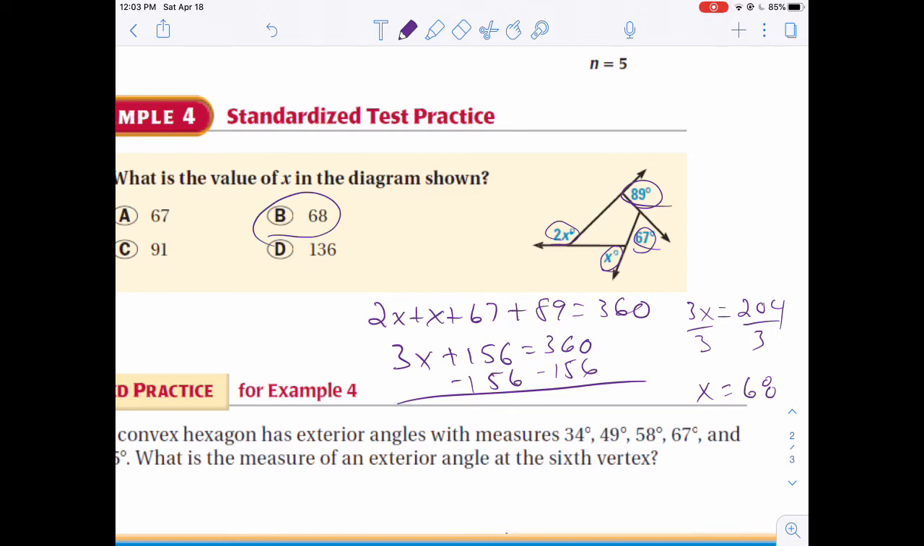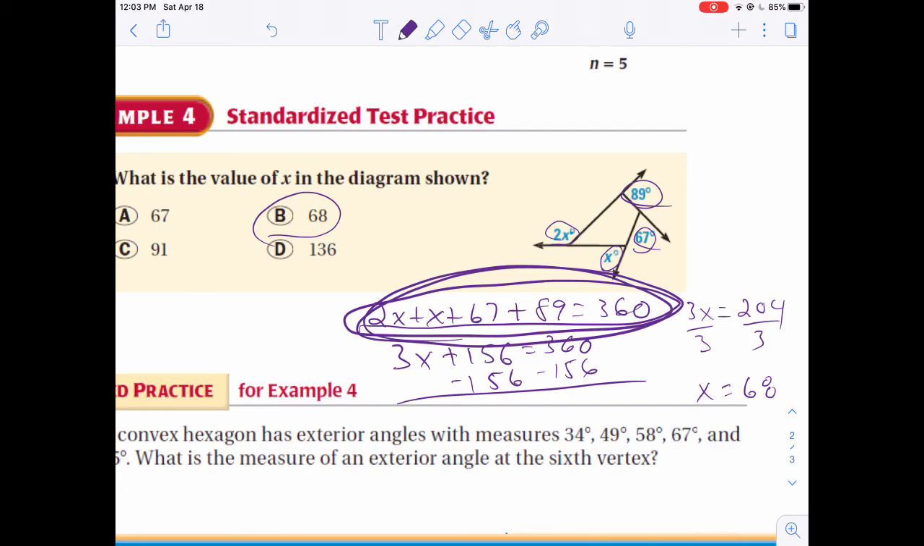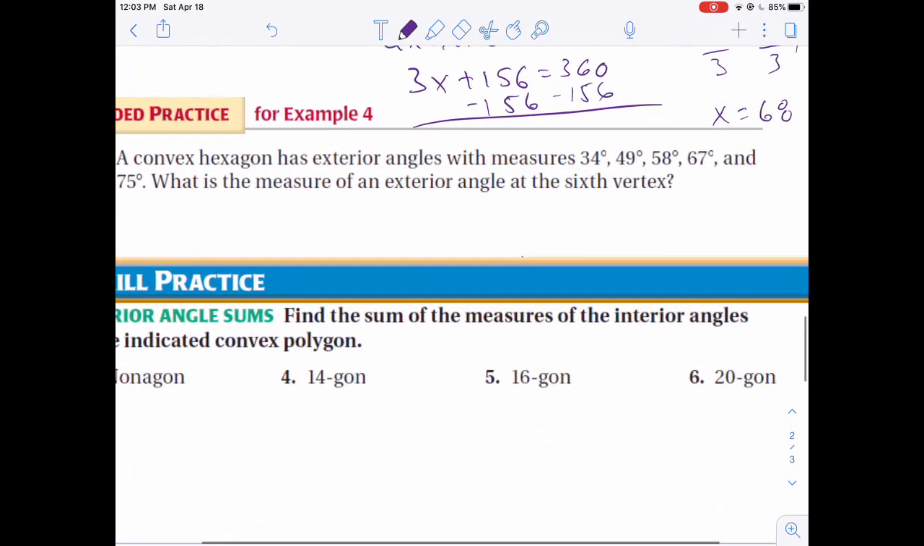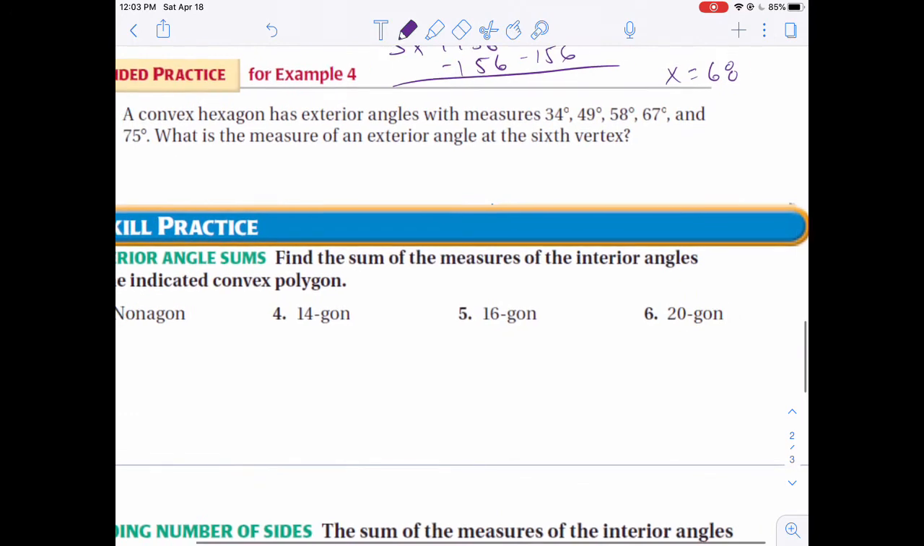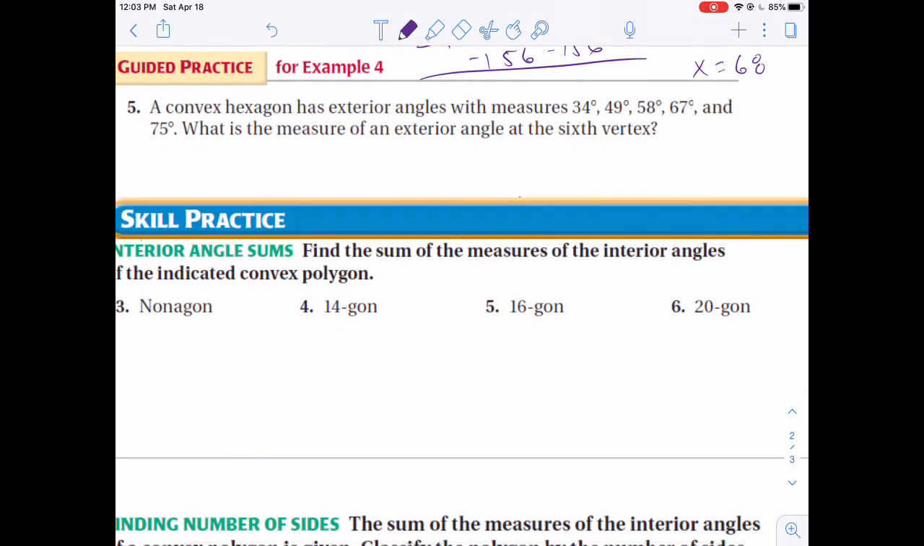So again, for the exterior angles, it doesn't matter how many sides it has, it's always 360. But you still have to add them all up, set them equal to that 360, and you get your answer. Let's try one more of those. No picture here, but that's okay. It says a convex hexagon. By the way, you may not know what a hexagon is. It's 6 sides. It has exterior angles with measures of 34, 49, 58, 67, and 75. Hey, that's only 5 angles. What's the measure of the exterior angle at the 6th vertex?